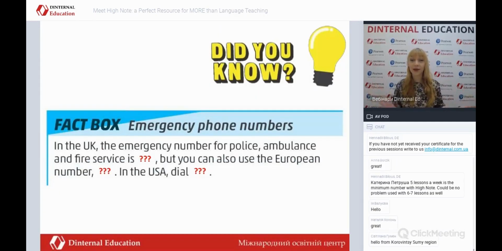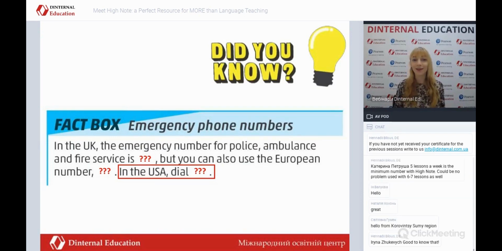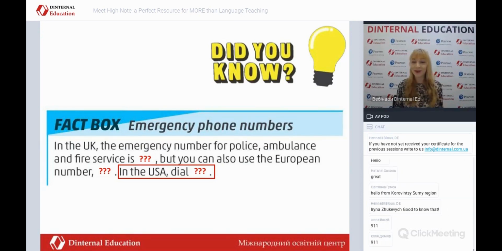And just for you, just some examples. So did you know, here's some fun information that I found in High Note, something very useful and very important to know for everyone, basically, because we are all traveling, are the emergency phone numbers for other countries. So let's start with the easiest one. In the USA, what do you need to dial to call for emergency? Do you know? Yes, guys, you're absolutely correct. Thanks a lot. You've been watching some American movies, definitely, so you know this. It's 911.